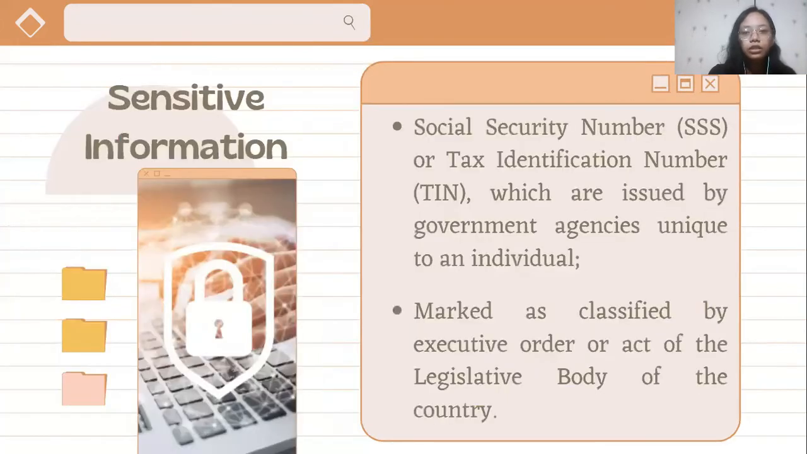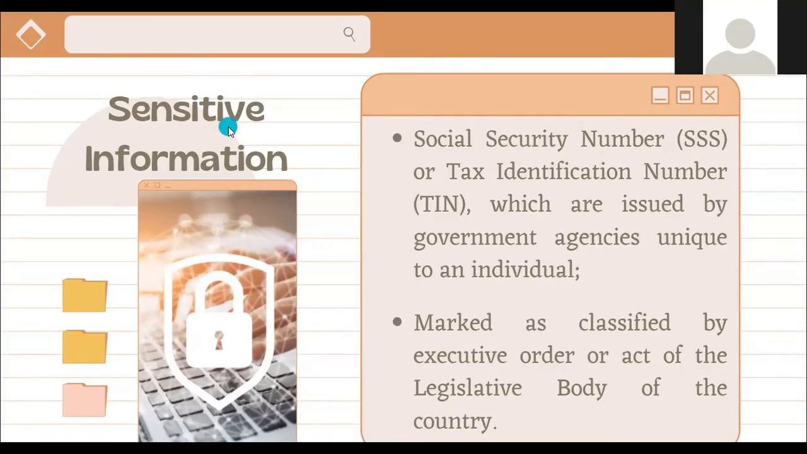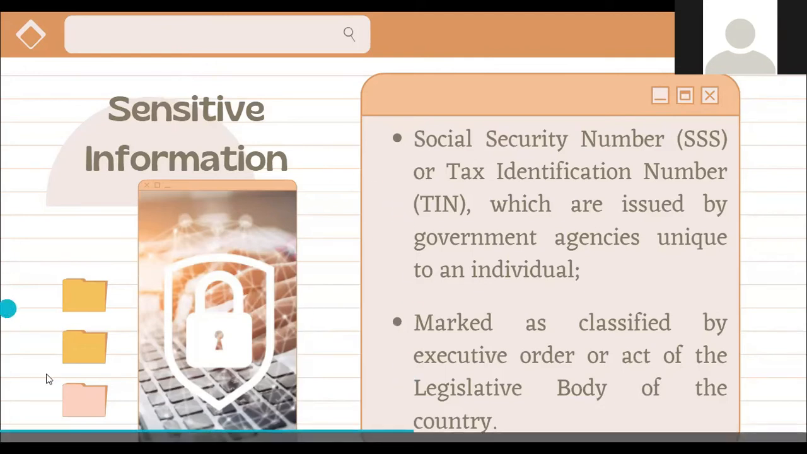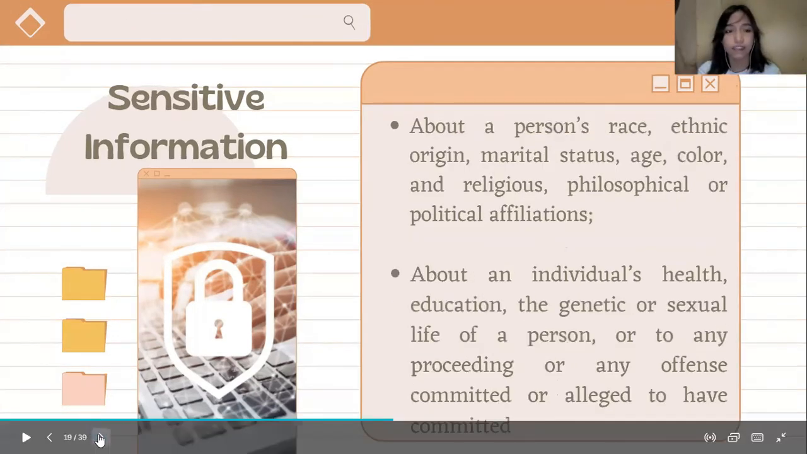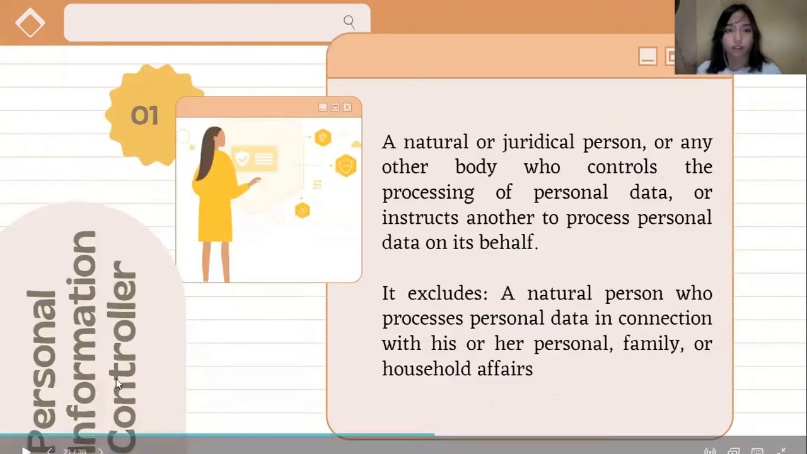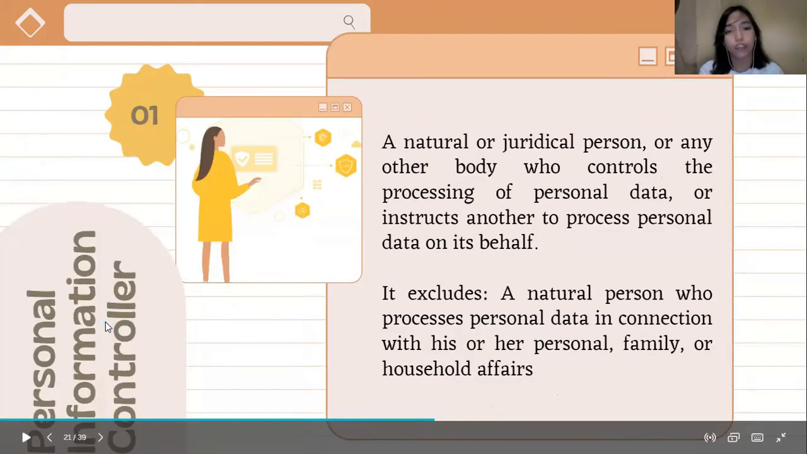Okay, now may I call on the next discussant? Thank you. Hello, can you hear me? Yes po. Yes, ma'am. Okay, thank you for your response. Now, next slide, please. Okay, thank you for that, Ms. Lajon.